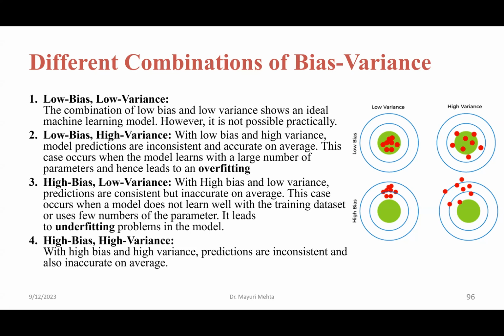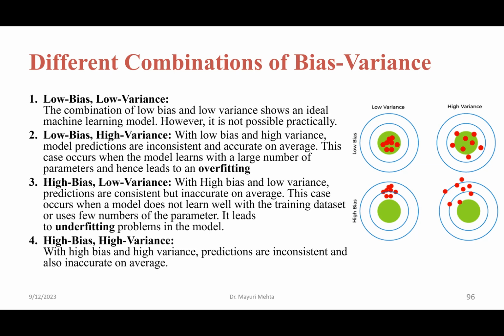But this case occurs when a deep learning model learns with a large number of parameters, and this leads to such a condition when the bias is low and the variance is high, which leads to overfitting. We also discussed overfitting during the first unit, but now I hope it is more clear that this happens when learning parameters are more. We are going to discuss one topic related to this, how we can reduce the learning parameters, and that is pruning, which is the last topic of this unit.